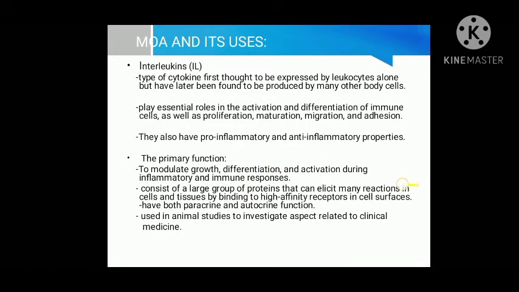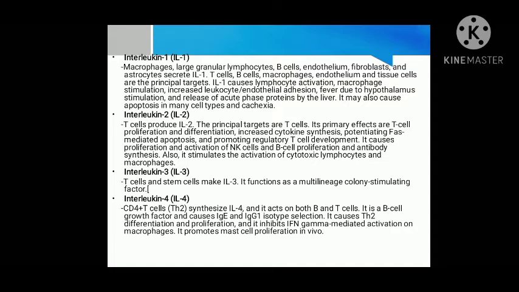Next, we go back to your interleukins. So we have here the first, interleukin 1, or IL-1. Macrophages, large granular lymphocytes, B cells, endothelium, fibroblasts, and astrocytes secrete IL-1. T cells, B cells, macrophages, endothelium, and tissue cells are the principal targets. It also causes lymphocyte activation, macrophage stimulation, and increase in the gut.